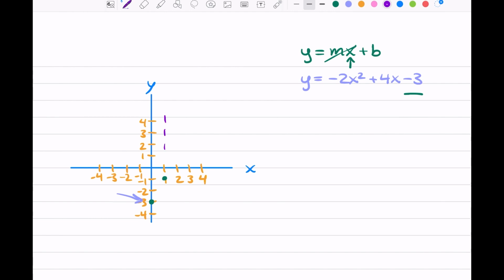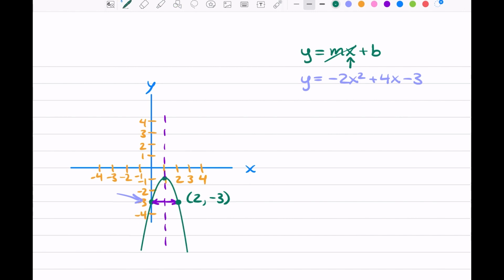And if we bring in our line of symmetry, we can find one more point. The point we just found is 1 unit away from the line of symmetry. If we fold that point over, we'll find another point. So that point is at 2, negative 3. And we can go ahead and draw our parabola.